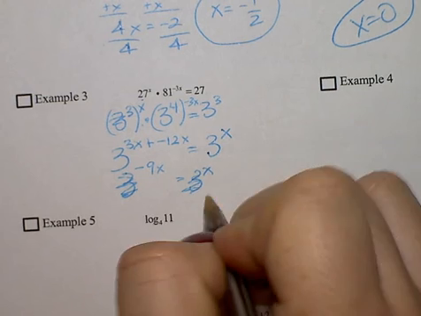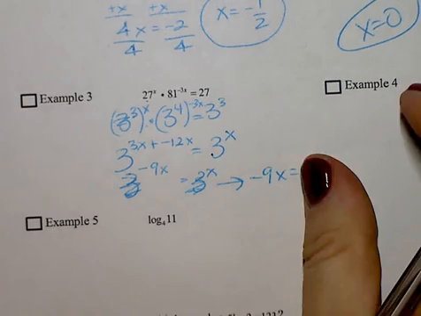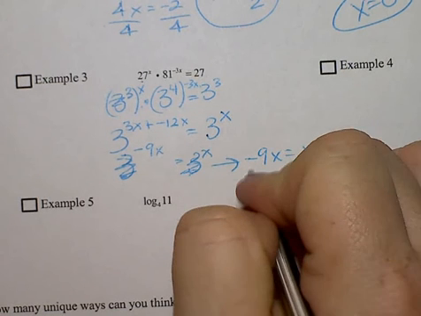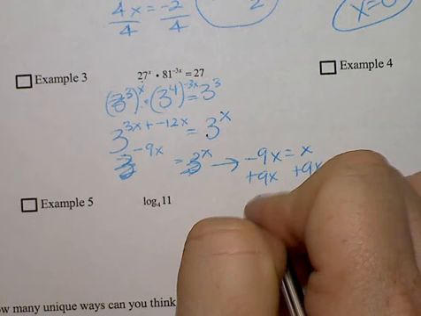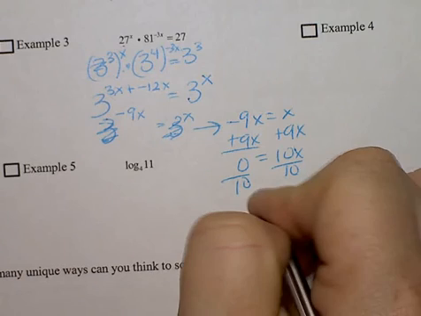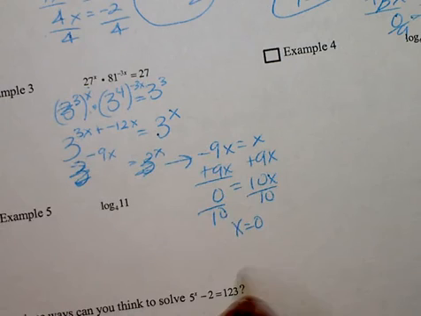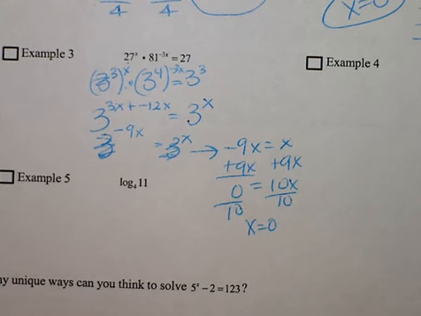And we have negative 9x equals x. I'm going to add 9x to the opposite side, and I get 0 equals 10x. Divide by 10, and I have x equals 0. Did anybody else get that answer of x equals 0? I thought I may have gotten a different answer in previous hours. Does anybody see any flaws in my work?